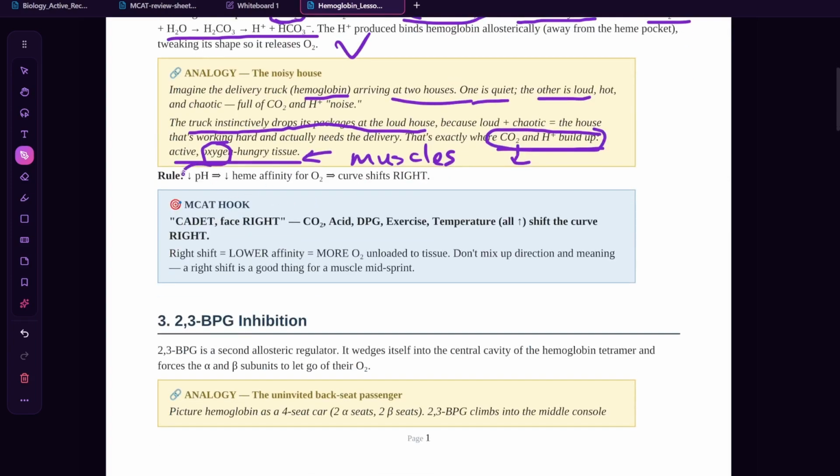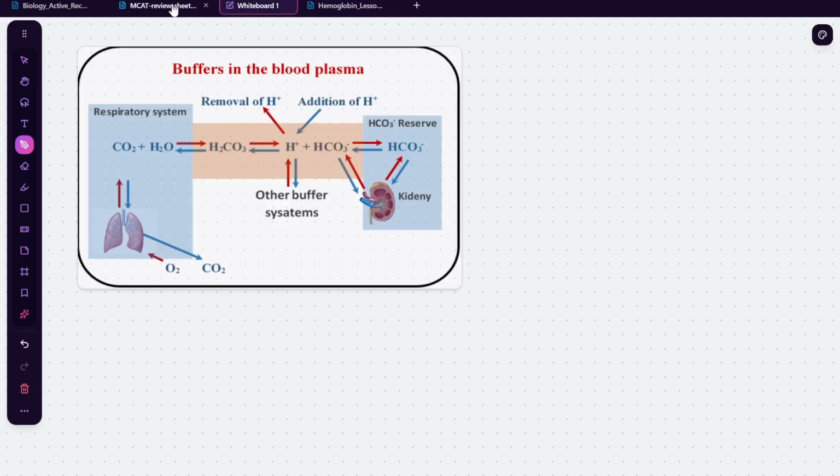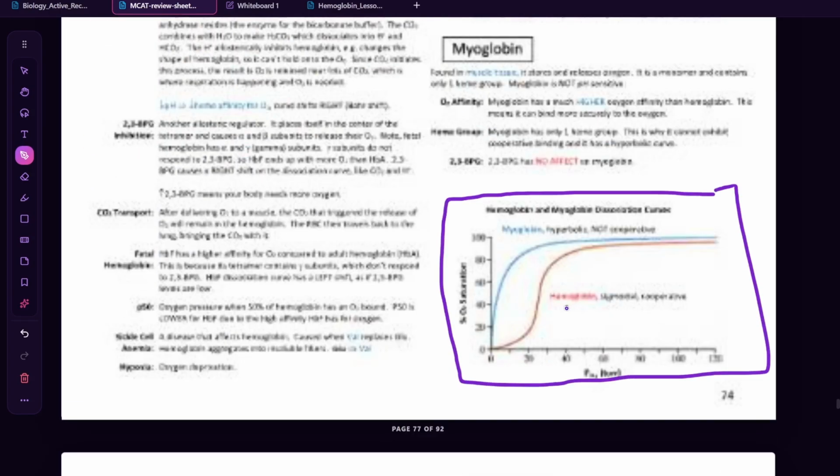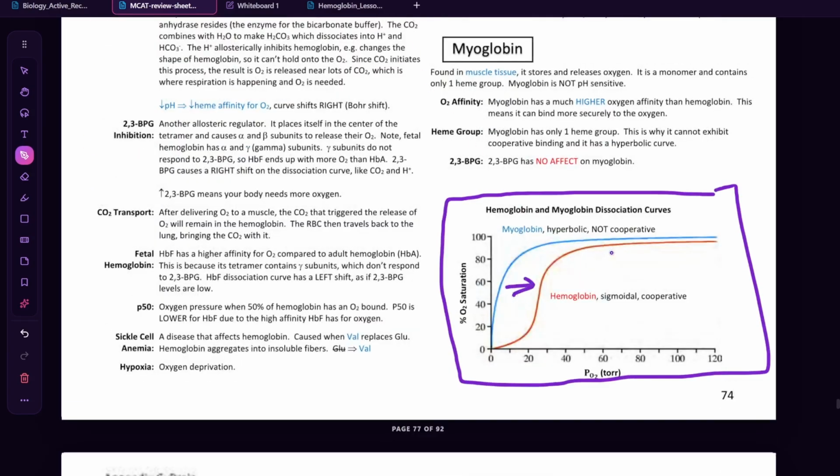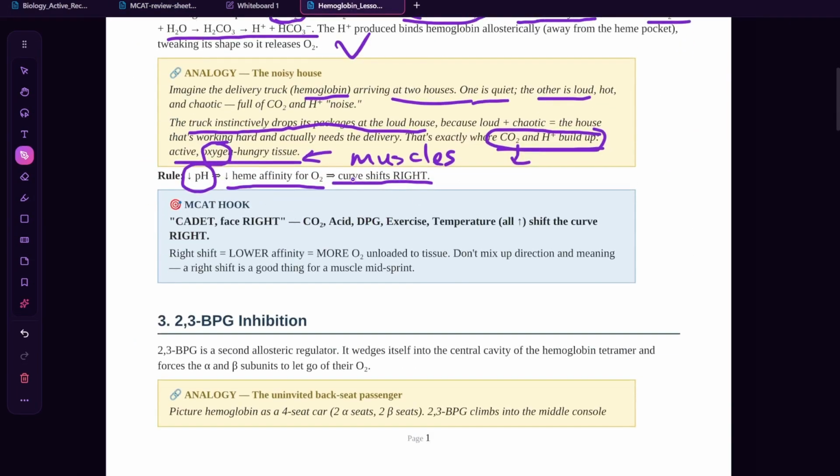So the rule is that when your pH lowers, your heme affinity for O2 lowers, so the curve shifts right. This curve will shift to the right, or left. That's all you have to understand now. It will shift to the right when the pH is low and you have low heme affinity.